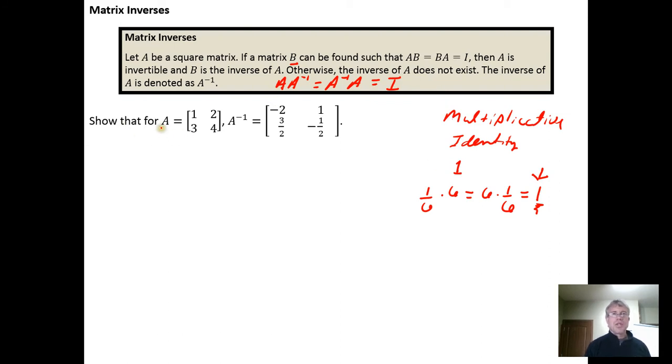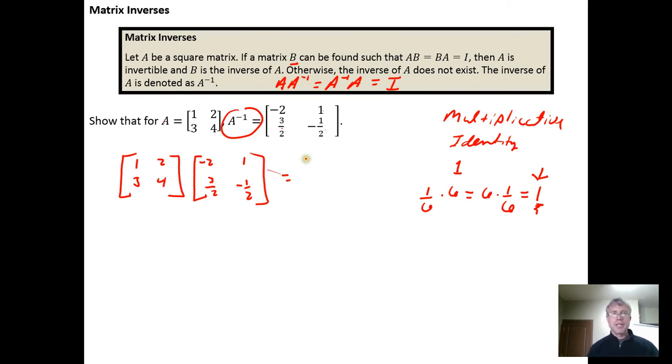In this case it says, show that for A equals the 2 by 2 square matrix 1, 2, 3, 4, its inverse is -2, 1, 3/2, -1/2. To verify that this matrix is the inverse of A, what we need to do is take the product of the two matrices and verify that we get the identity matrix. First we'll do A times the matrix that is A inverse, so -2, 1, 3/2, and -1/2. We have a 2 by 2 matrix times a 2 by 2 matrix, so we're expecting a 2 by 2 matrix as a result.